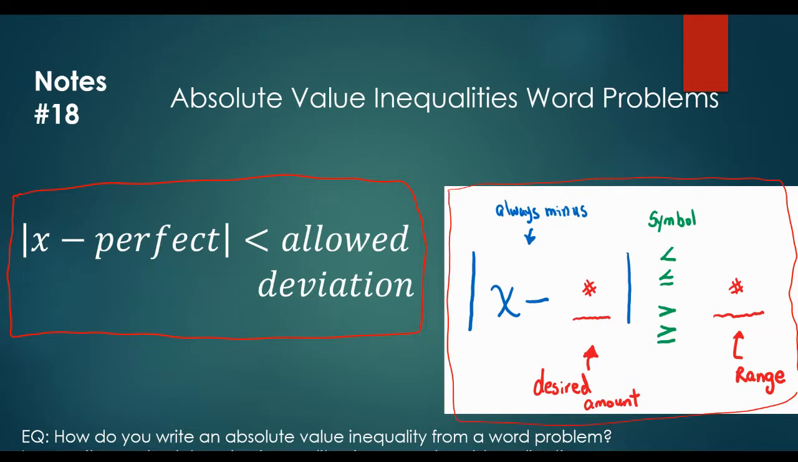Another way to do it or think about it, and you would want to write both of these on your paper. This blue is always a minus. It always has an X there. The number that goes inside the absolute value in red right here is your desired amount. You'll have one of these four symbols: less than, less than or equal to, greater than, greater than or equal to. And then the number on the outside is a range, or you can call it an allowable deviation. Okay, so I hope that you have that written down on your notes. You can hit pause so that you can do that.